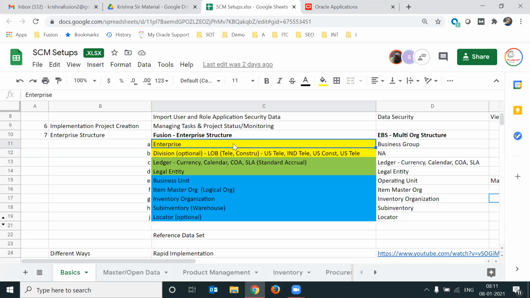Enterprise is an umbrella of the company. An example, Oracle Corporation is an enterprise. Under Oracle Corporation, Oracle has different lines of business: Oracle Consulting, Oracle Product Development, and Oracle Education, Oracle University. So Oracle has multiple lines of business.